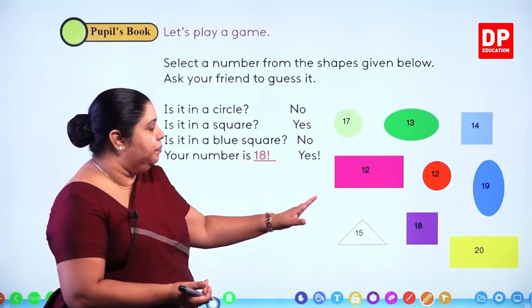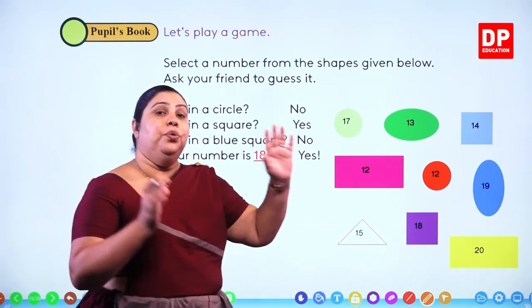So you have to look at the shapes here and you have to select a number.